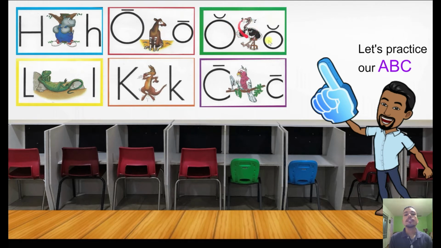The next one here, its name is ostrich. Ostrich. And ostrich has a letter that sounds O. So when you see the letter O with the E on top, it's going to sound O. Very good, okay?